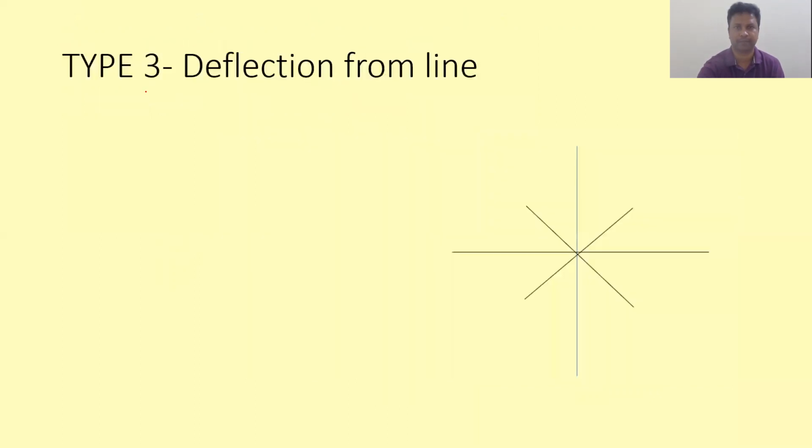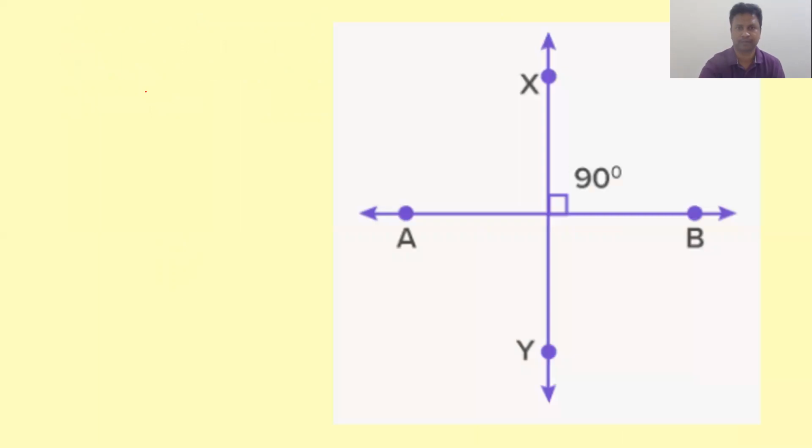Third, deflection from lines. We know the four quadrants. For example, consider this is a middle point. Consider this is O. And we can make some points like this.